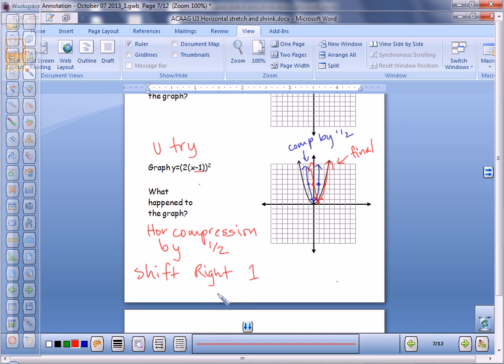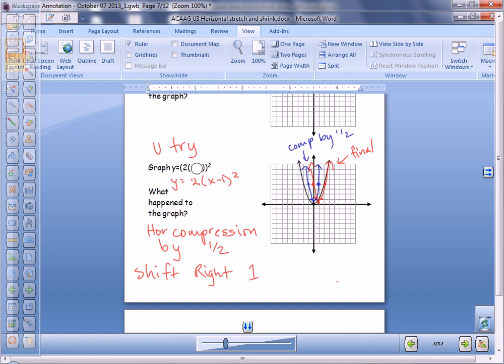There's a difference between this and this. Do you see that on this one, the 2 is outside? It is not being squared. Do you see that on this one, the 2 is actually being squared also? The 2 is grouped with the x. Do you see the difference? The 2 is grouped with the x, the 2 is not. So when it's not, this one's a vertical. When it is, that one's horizontal. Okay, thanks.